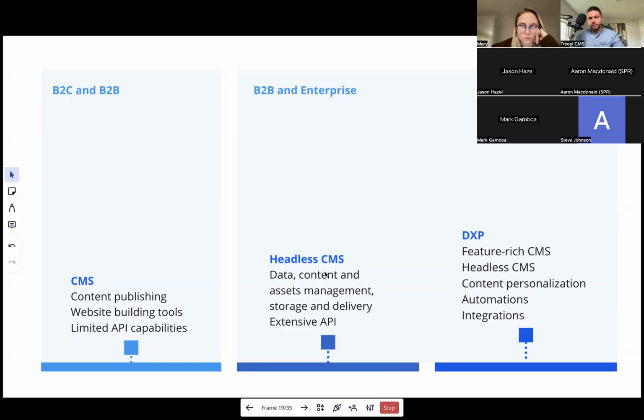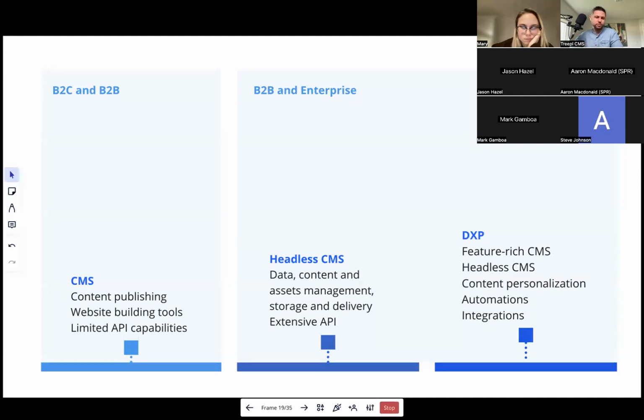Now, headless CMSs are in the same category as DXP. These are data, content, and asset management, also called digital asset management. It's like a separate term for a platform. I'm not going to go into that. Storage and delivery, extensive API. Everything is done through API. The reason they're called headless is they don't have a front end, a head, which is an admin.